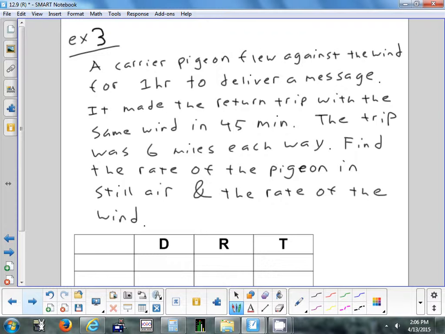They want two things. One, how fast is the pigeon flying? And two, how fast is the wind? Okay. So we have to find two things.